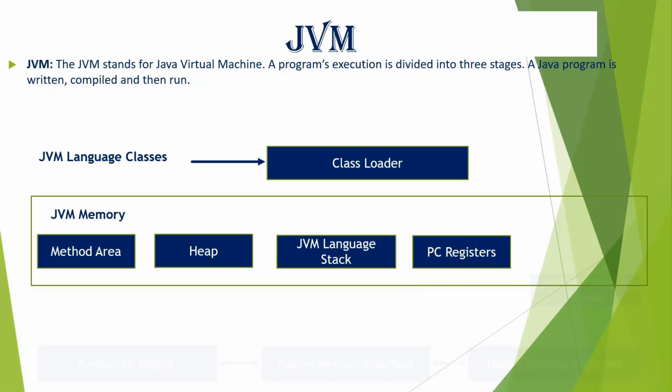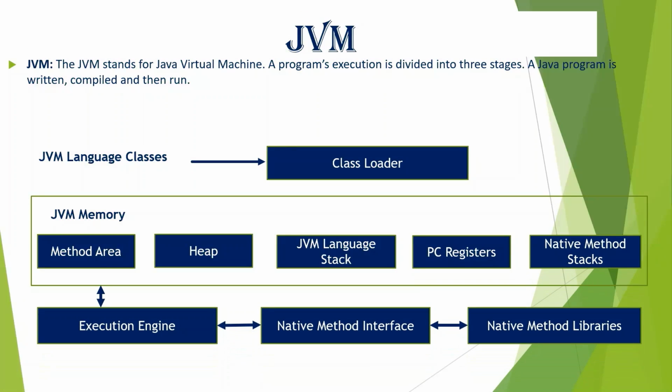As we can see in the above image, first the JVM language classes are processed by the class loader subsystem, which is responsible for loading, linking and initialization of the Java classes. After being processed by the class loader, the generated files are stored in the JVM memory, which consists of method area, heap, JVM language stacks, PC registers, and native method stacks. The execution engine accesses the files from this JVM memory and makes use of the native method interface and native method libraries.